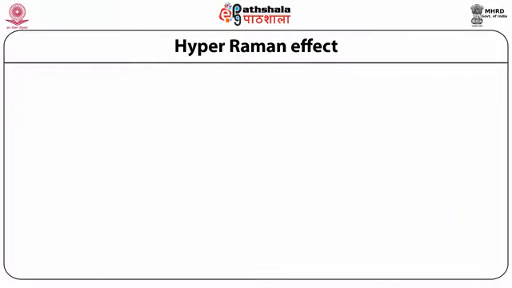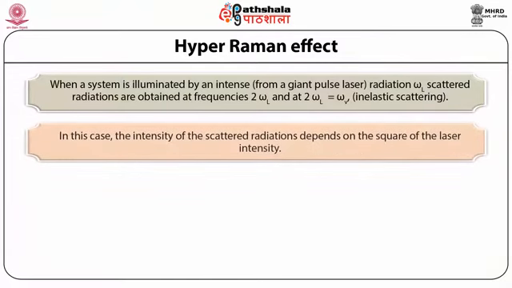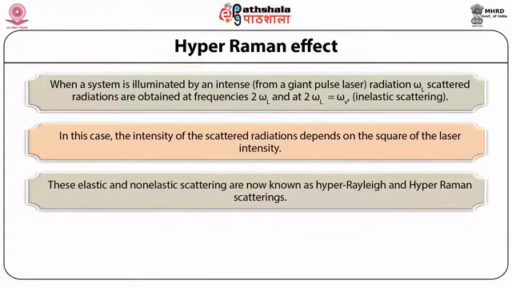Coming to the hyper Raman effect, when a system is illuminated by an intense radiation from a giant pulse laser, say a ruby laser or YAG laser, of frequency omega L, scattered radiations are obtained at frequencies twice omega L, and twice omega L plus or minus omega nu, and this is inelastic scattering. In this case, the intensity of scattered radiations depends on the square of the laser intensity. These elastic and inelastic scatterings are known as hyper-Rayleigh and hyper-Raman scatterings.